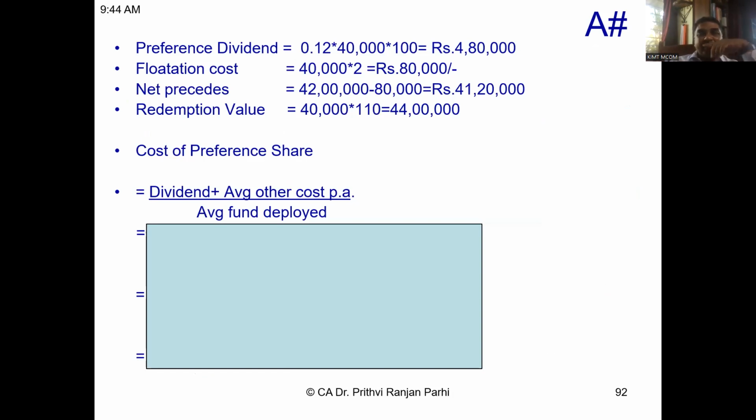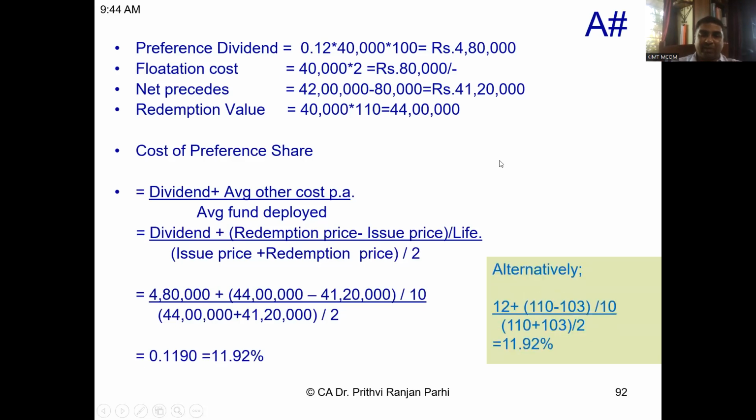Okay. The redemption value will be how much? Since there is a premium of 10 rupees, redemption value will be 40,000 into 110. It comes to 44 lakh. Now, with this data, let us compute the cost of a preference share. The formula is very simple: dividend per annum plus average other costs per annum, divided by average bonds. By using this formula, you'll be able to compute the cost of preference.